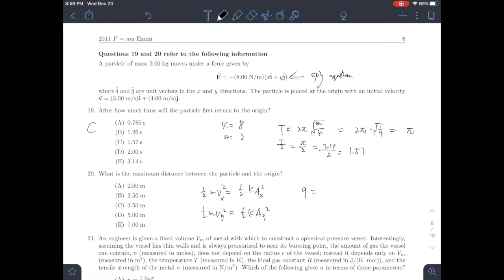So the first one we solve is equal to 1/2 times m, which is 1. The velocity in the x direction is 3 squared, equal to 9. So 9 equals 1/2 times 8, which is 4, times a squared.